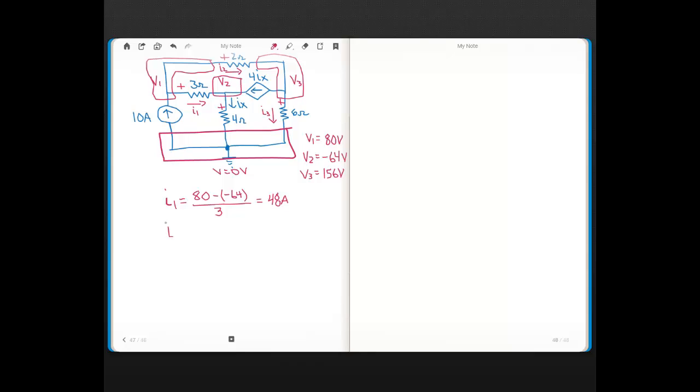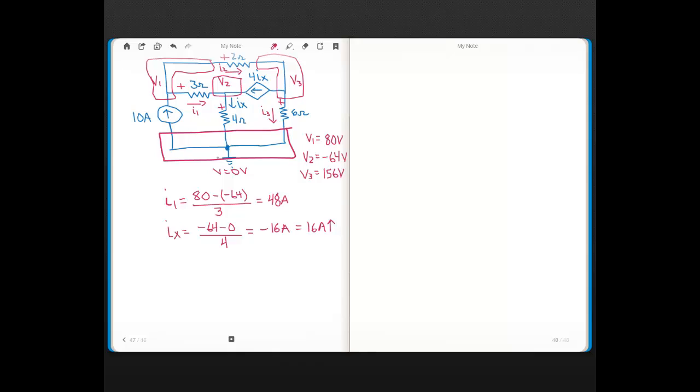Now IX is the current through the 4 ohm. That's going to be V2, which is minus 64 volts, minus 0, right? Because ground is 0, and that's the voltage on the bottom side of the 4 ohm, divided by 4. So you see IX comes out to minus 16 amps. Okay? And remember, a negative sign in front of a current means that the current's really flowing the other way. So when IX is defined as a current flowing down, it's negative. So that's the same as 16 amps flowing up. So you see, not only is the current through the 3 ohm flowing into node V2, but also this current flowing through the 4 ohm is actually flowing into node V2.